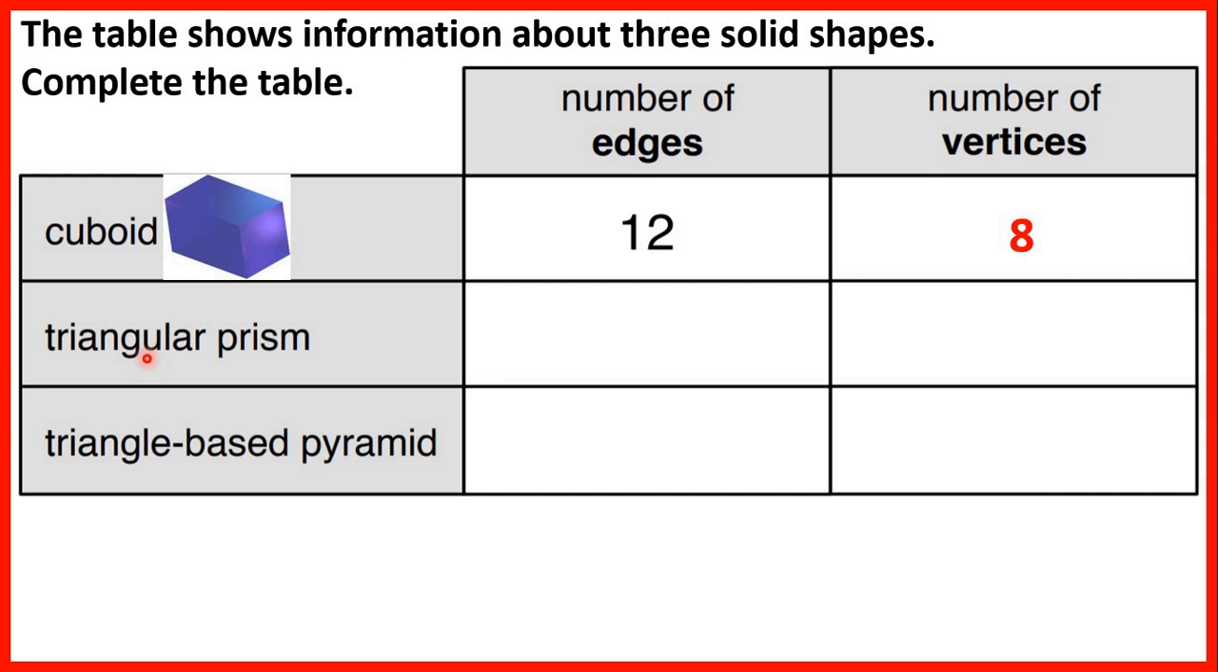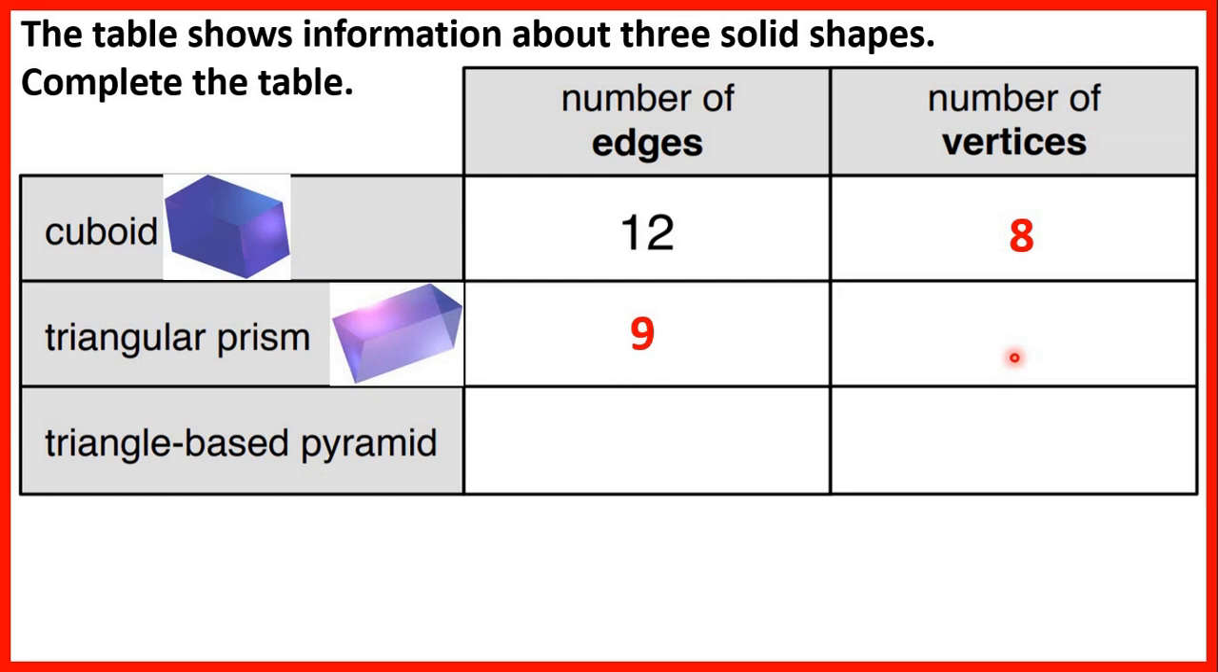Now we need to think of a triangular prism. So that's a triangle that's been stretched out. So we have triangular faces on both ends and then rectangles connecting the edges. So how many edges do we have? Well, we have 3 edges in our triangle at the front, 3 edges in our triangle at the back, and then 3 edges connecting them.